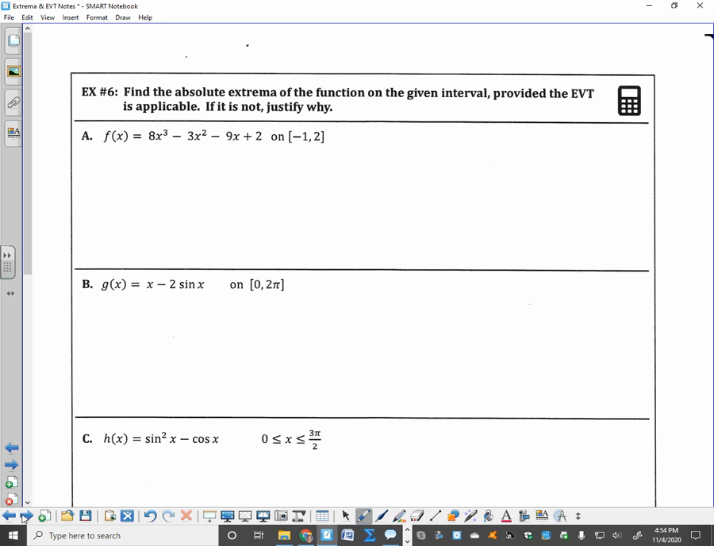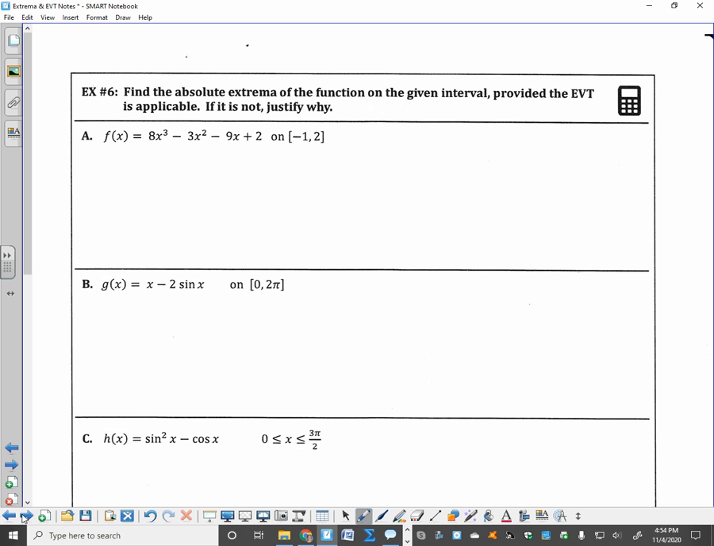Find the absolute extrema of the function on the given interval, provided the EVT is applicable. If it's not, tell me why. And we see the calculator in the upper right-hand corner. That means we can use the calculator. However, we are not using the calculator to graph. If this is calculator active, it's going to be an FRQ.